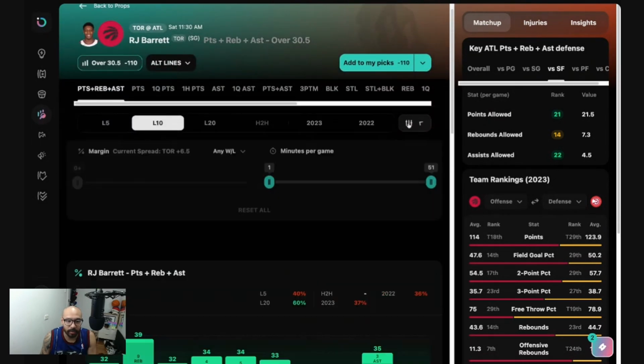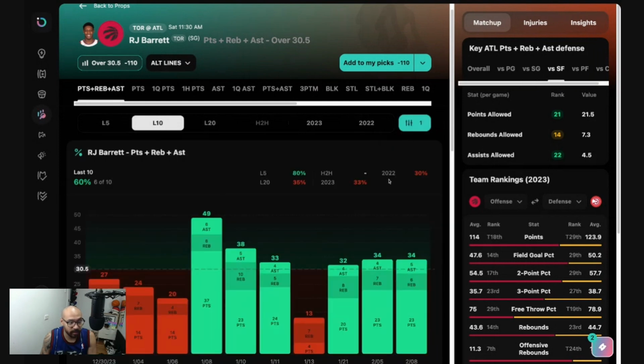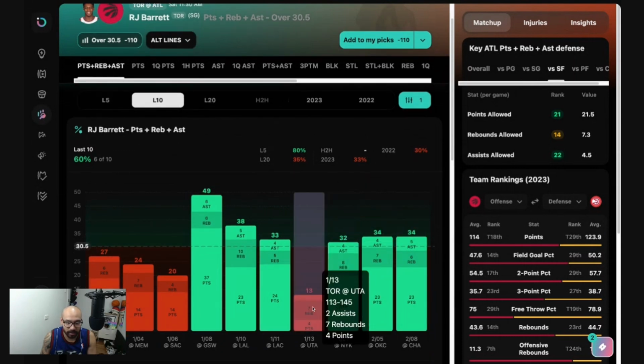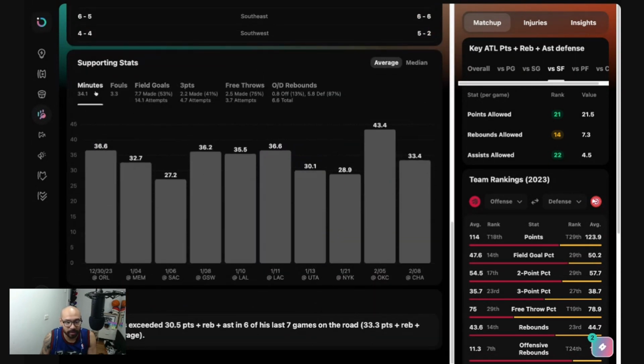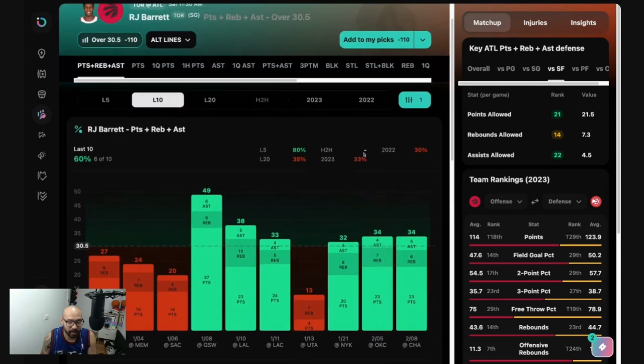It is a road game, so let's just check out RJ Barrett's last 10 road games. And we can see he's covered this in 6 out of his last 7 road games. That's pretty optimistic, supporting the bet there. The game he went under was against the Utah Jazz, and the Toronto Raptors were blown out by 30 points. In that game, he only shot the ball 9 times and played 30 minutes, so he wasn't too involved in that one. But this particular game against the Atlanta Hawks, who allowed the 2nd most points overall this season, could be a very high-scoring game with a lot of opportunities.